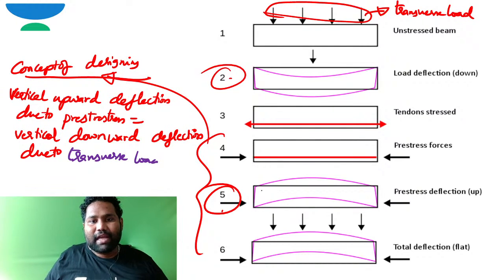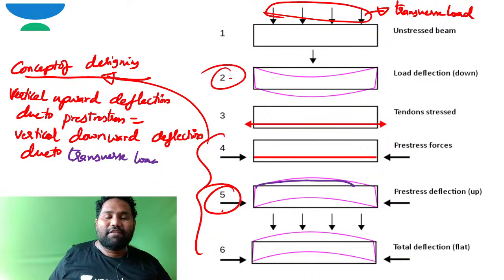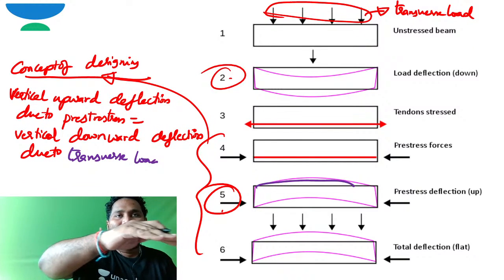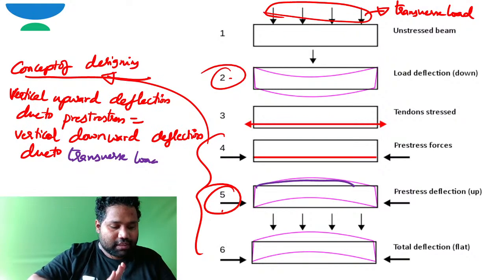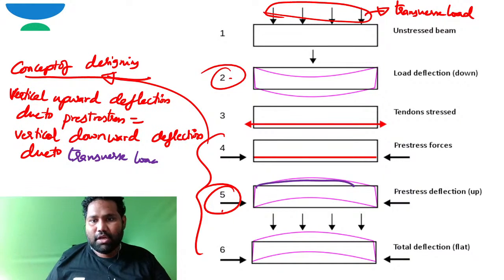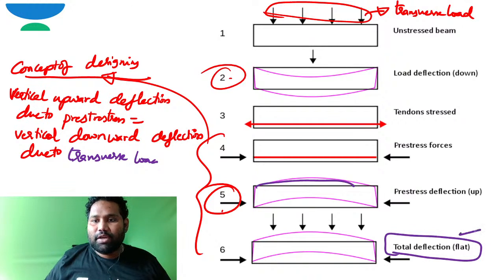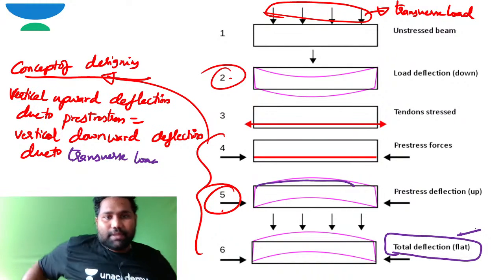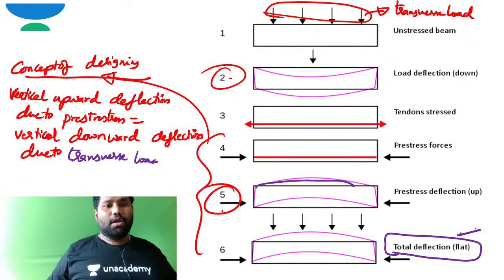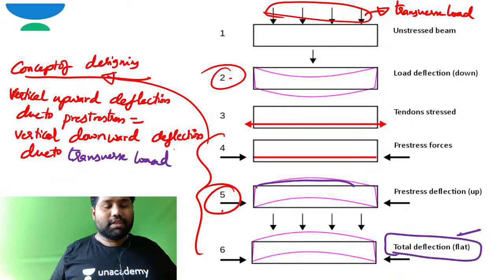Now see, when the upward deflection is equal to the downward deflection, the net deflection will be flat. That means the net deflection will not be downwards and will not be upwards, right? So I can say the total deflection is flat. This is the concept generally we are using, right? Yes. This is the concept.